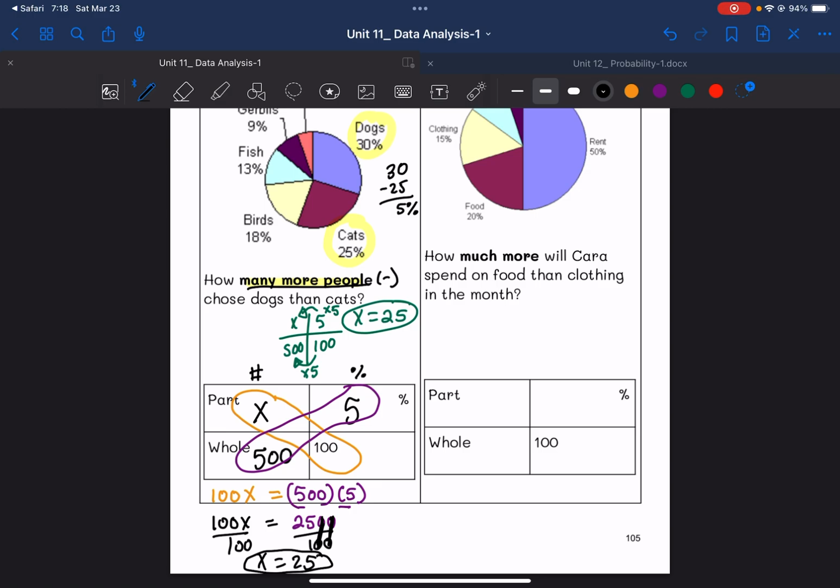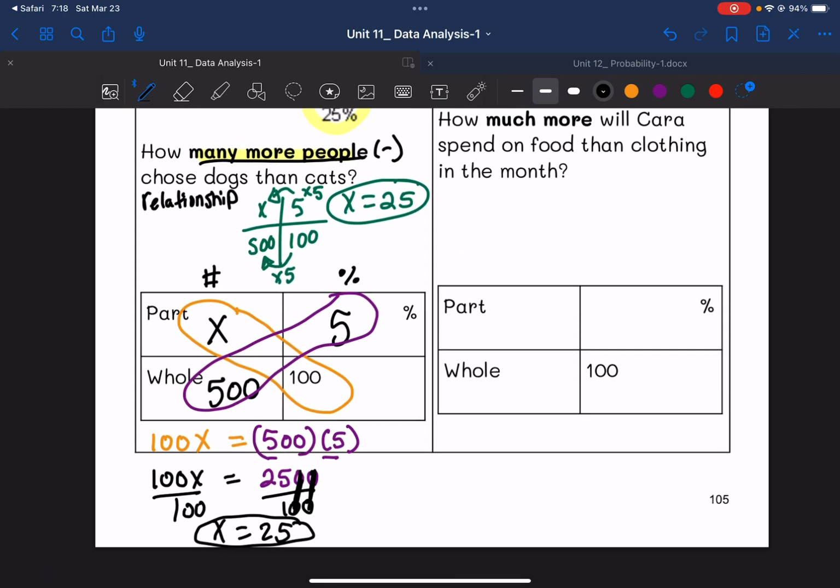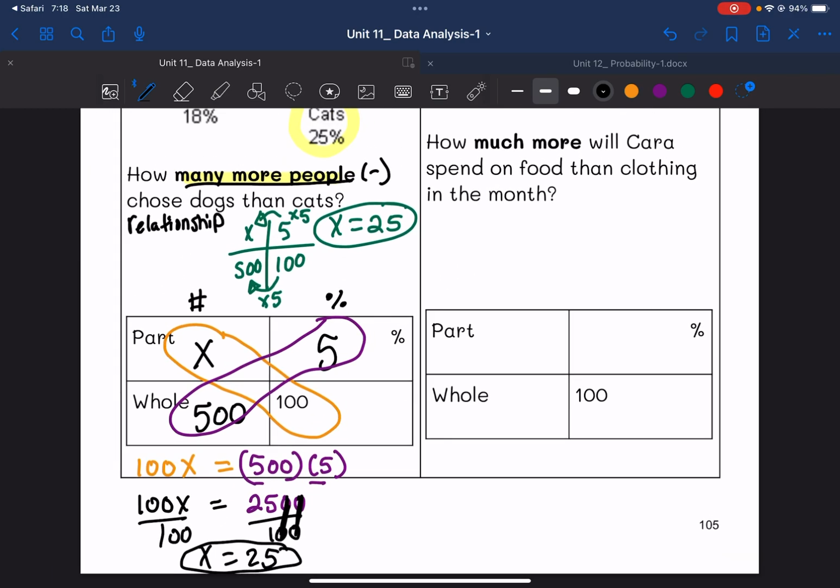Okay? Now, not always will you be able to use finding a relationship, which is the top one. Okay, this is a relationship. You may not always be able to do it that way. And if you can't, then you have to use the equation style, cross multiply and solve the equation. If you are not able to find a relationship, and there's going to be some times that you're not going to be able to find that relationship.